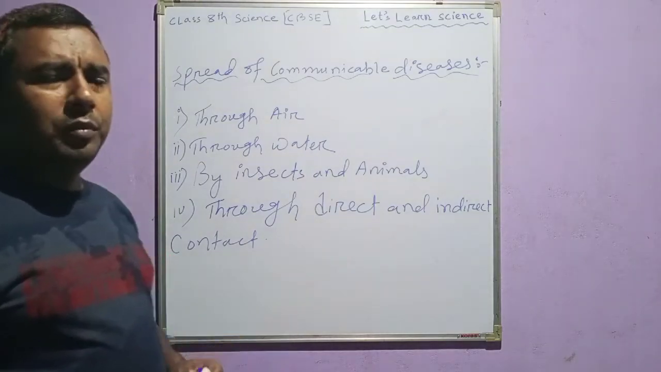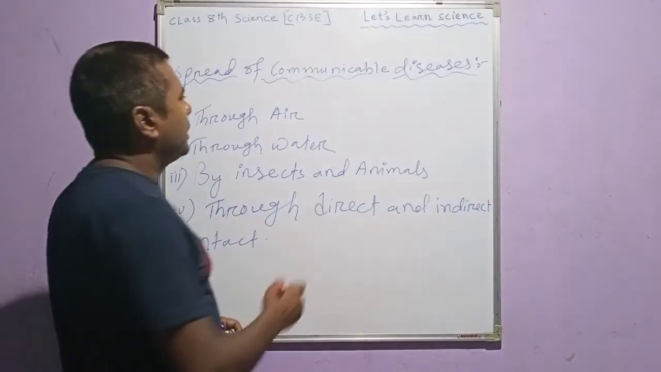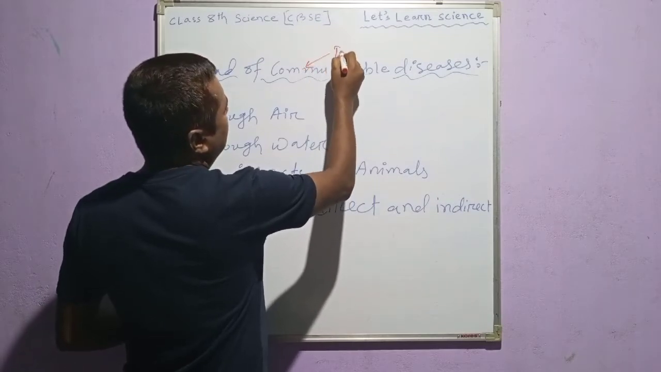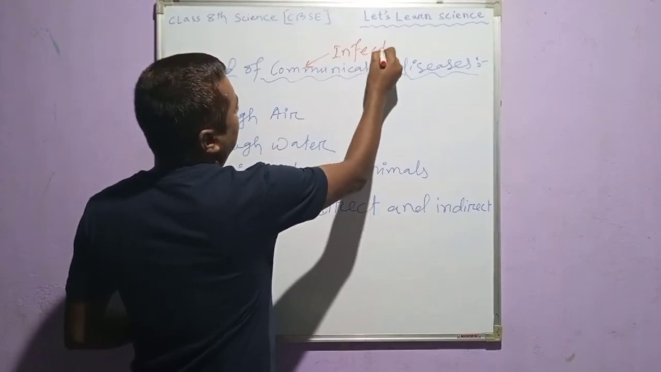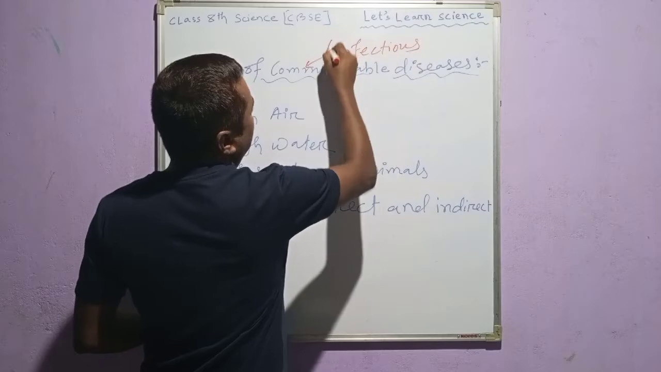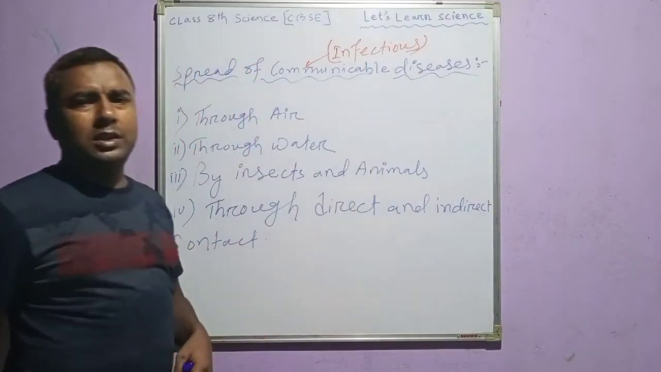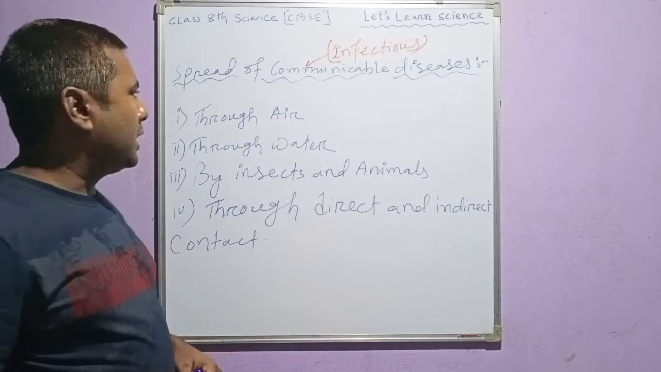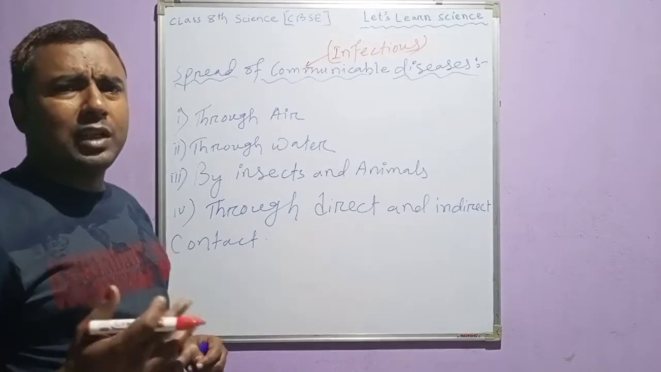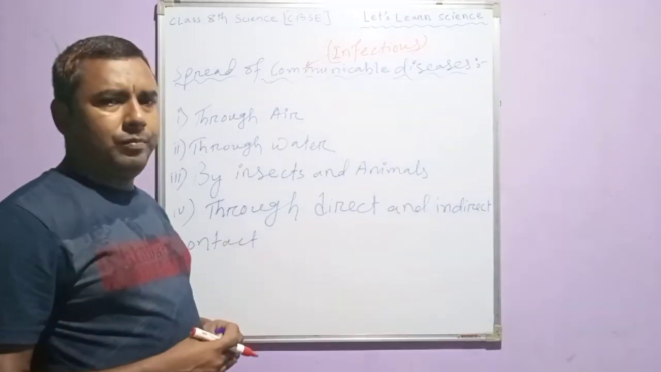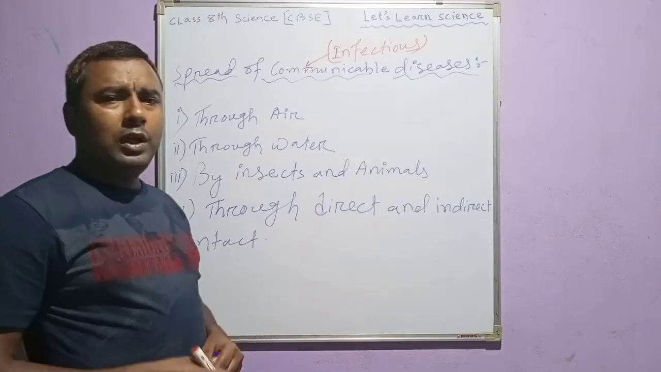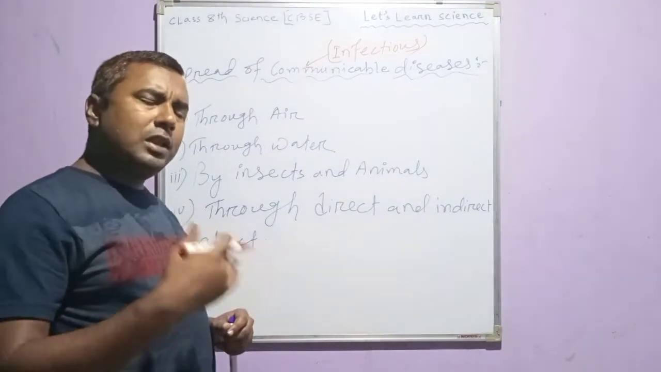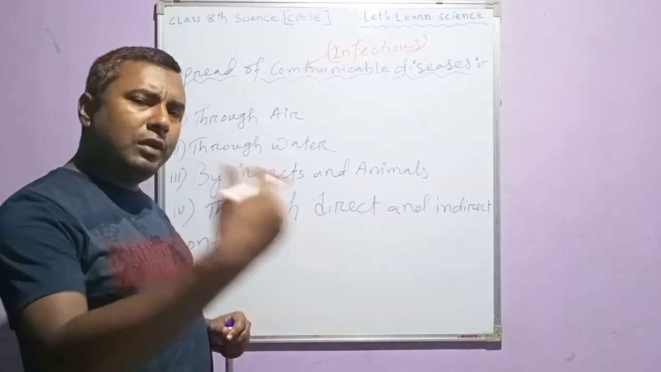Spread of communicable diseases. You should remember one thing, communicable diseases are also called infectious diseases. They are called infectious diseases because they infect a healthy person from an infected person. So how do they transmit, as I told you, how do they spread from an infected person to a healthy person? As I told you, the diseases that are caused by germs spread from one infected person to a healthy person.